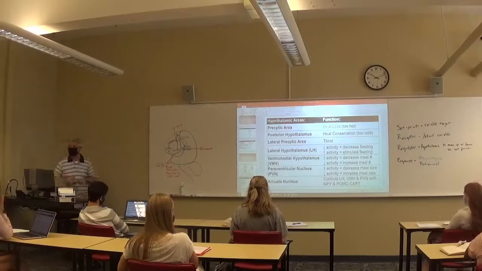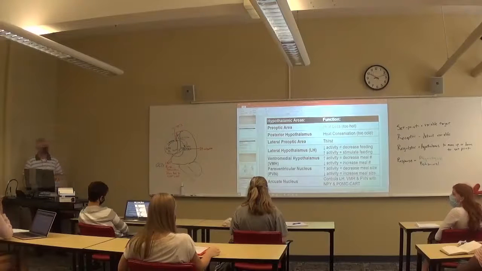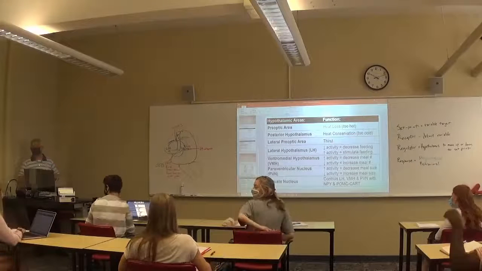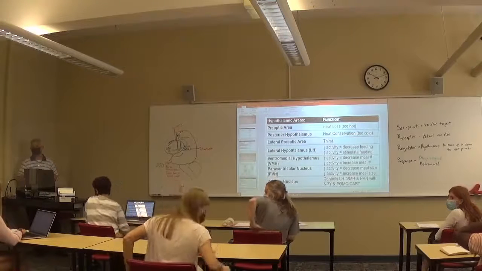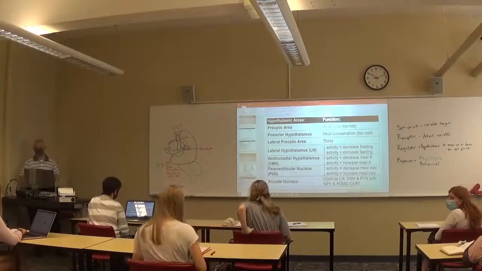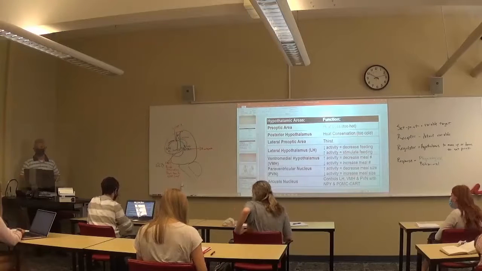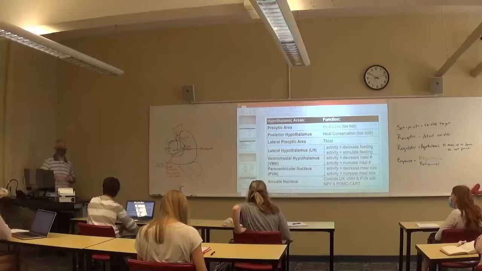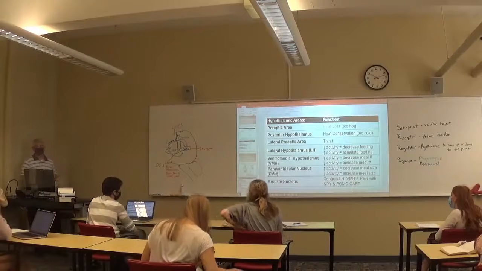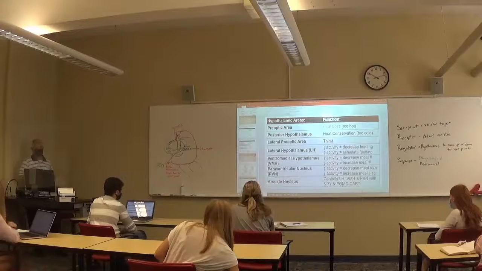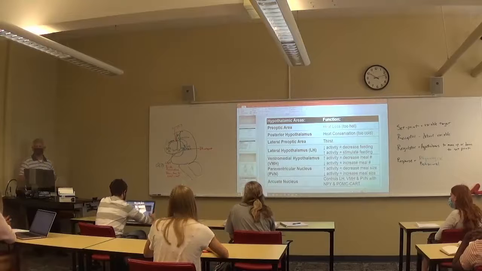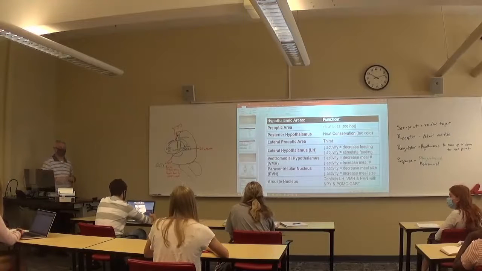Zach. Say for the short answer or the free response questions, do you prefer that we put the whole name, like ventromedial hypothalamus, or would VMH be sufficient? VMH should be sufficient. Okay. You can use the initials, that's fine. And the same thing for the nuclei for the sensory systems. If you want to use LGN or MGN, that's fine.